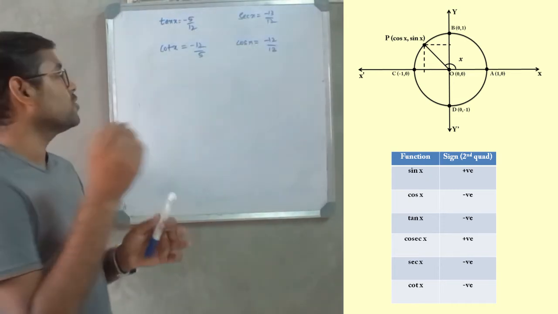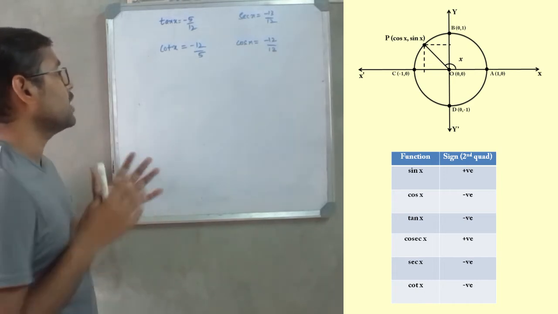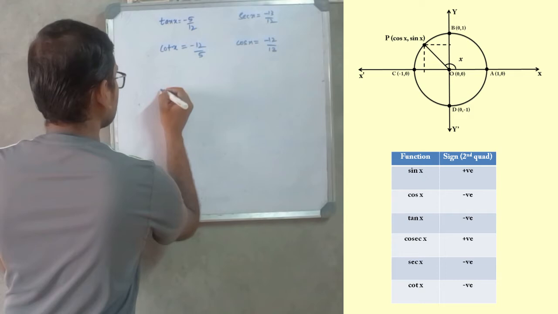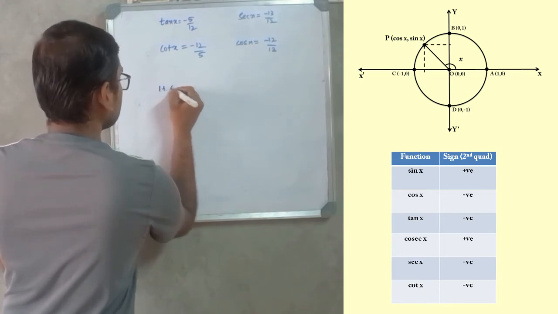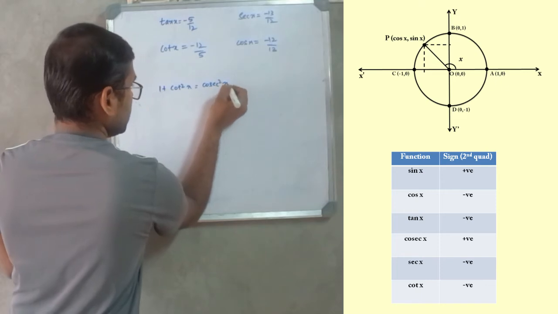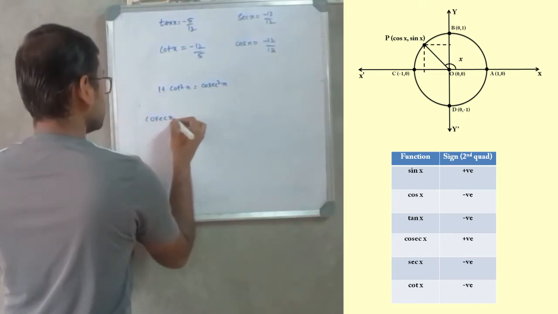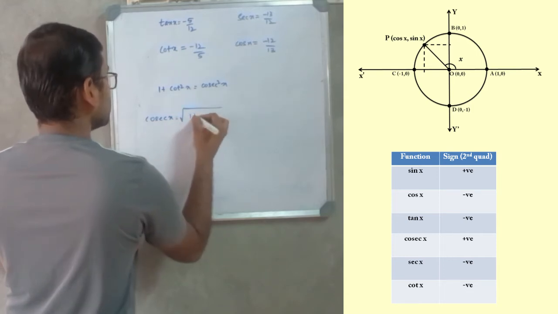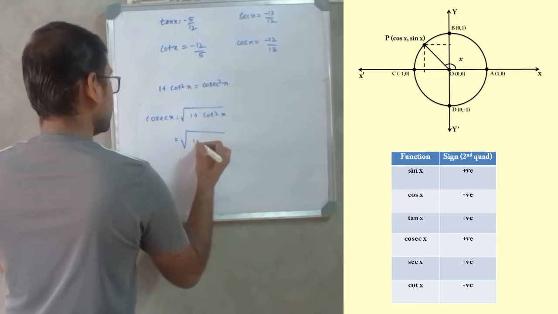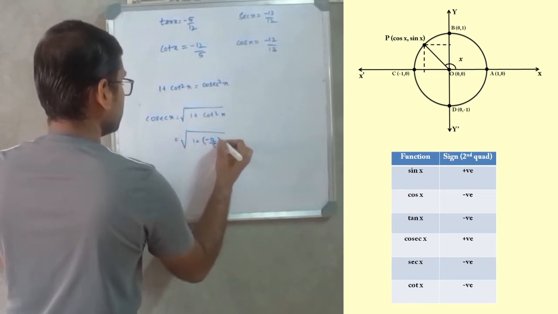Guys, now that we have values of these four trigonometric functions, let us find the values of other two, which are sin x and cosec x. First, let us find the value of cosec x. Guys, we know the relation, that is 1 plus cot square x is equal to cosec square x. Now, using this relation, I can write cosec x equal to under root 1 plus cot square x. Under root 1 plus, in the place of cot x, I will substitute minus 12 by 5.